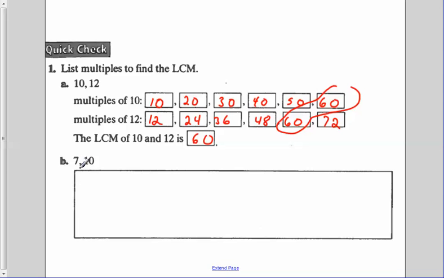Let's try for 7 and 10. So 7, listing those multiples, we could say, well, 7 times 1, 7. 7 times 2 is 14. 7 times 3 is 21. 7 times 4 is 28.